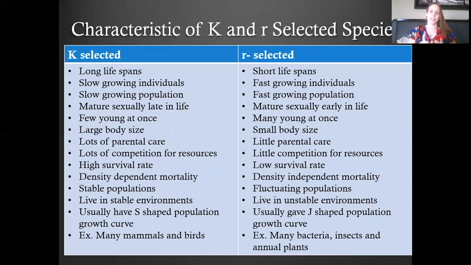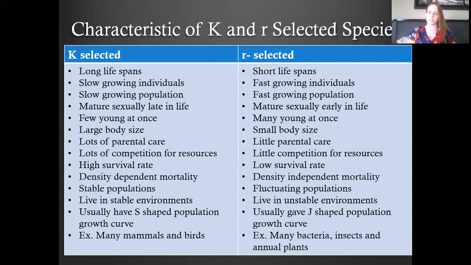K-selected species tend to have long lifespans. Both the population and the individual grow slowly. Individuals reach sexual maturity later in life. You tend to only give birth to a few young at once, tend to be larger in body size, give lots of parental care.